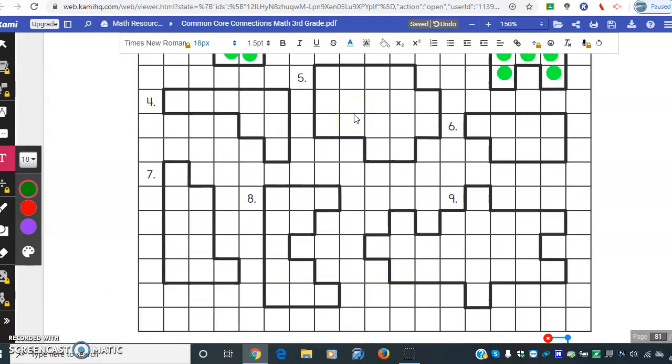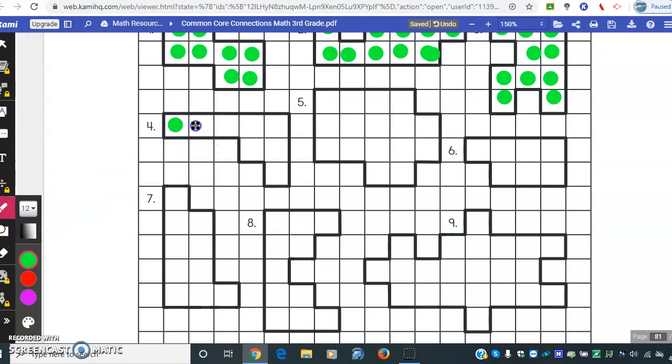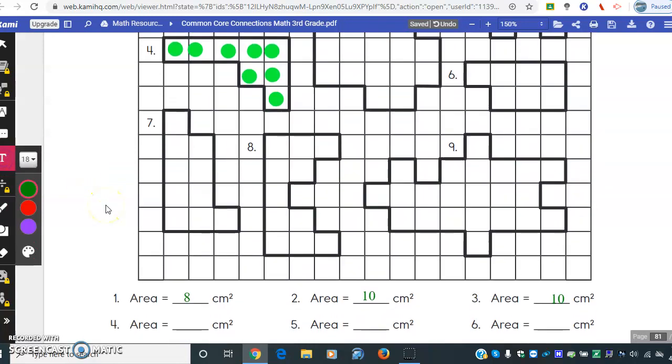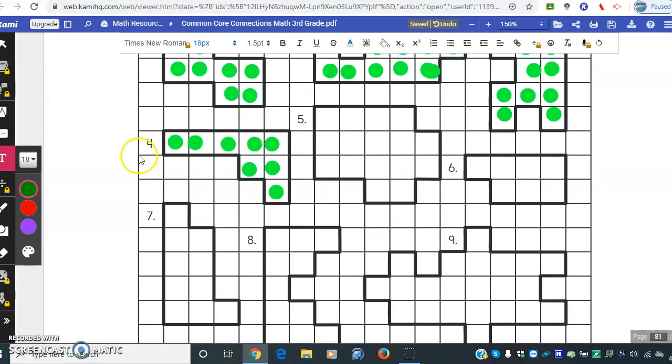Number 4. 1, 2, 3, 4, 5, 6, 7, 8. So just counting the squares inside the black lines. Number 4 is 8. Number 5.